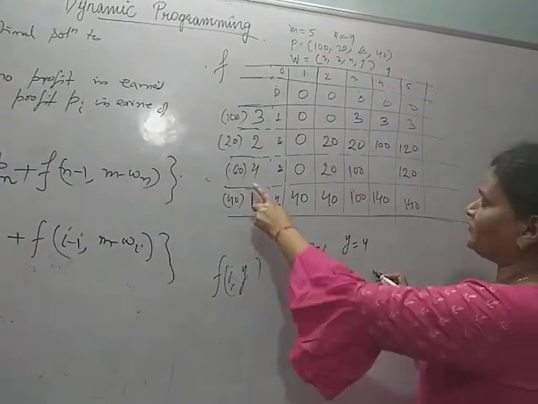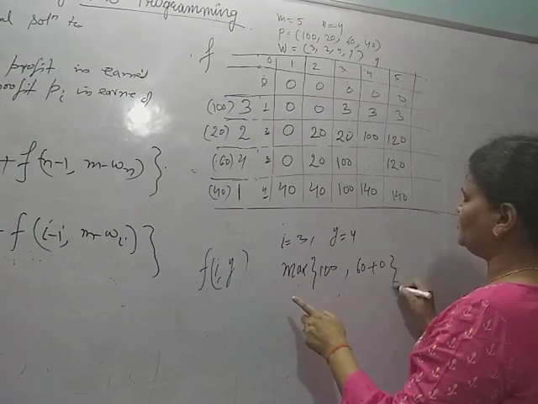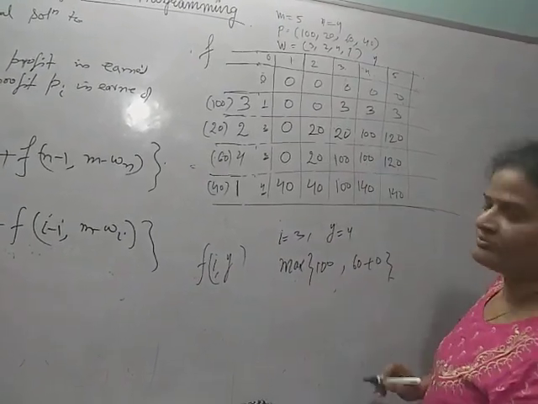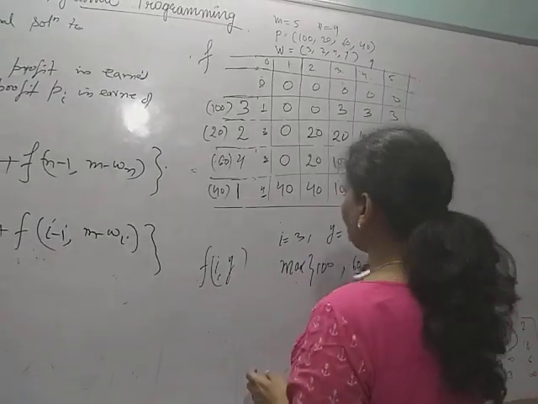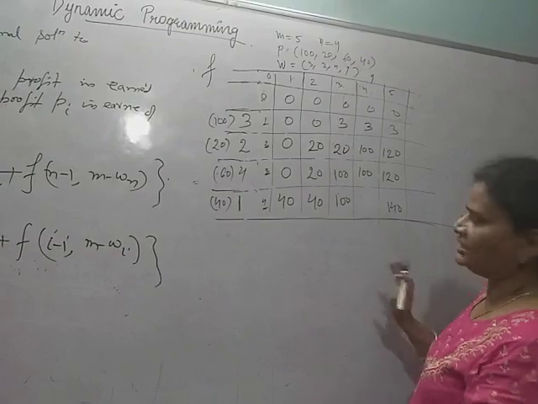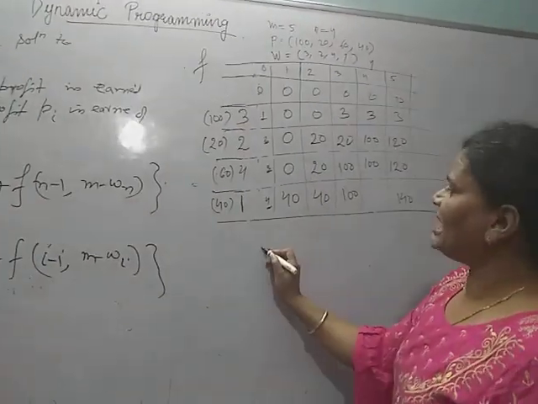So the profit is around 60, 60 plus 0, the maximum is 100. So 100 is copied. Okay. Now one more entry I am explaining. Suppose this is the entry. Okay, here just i is 4.